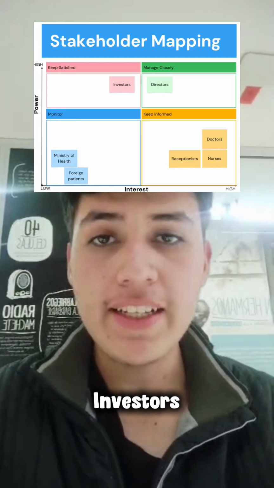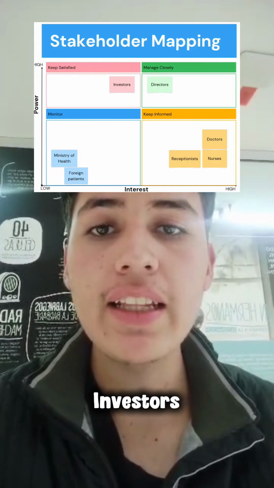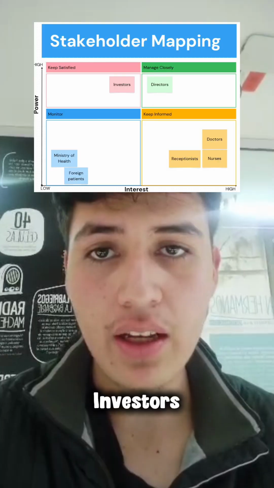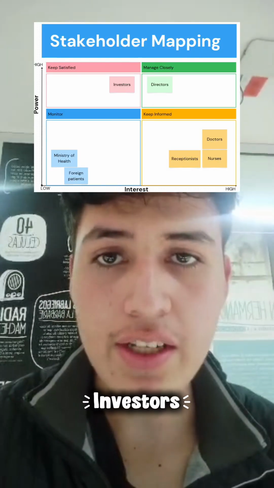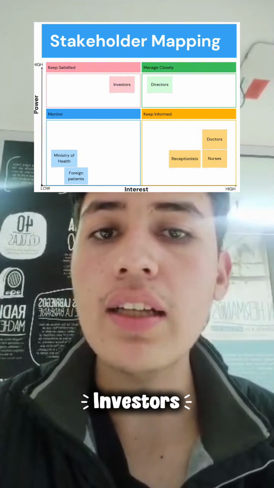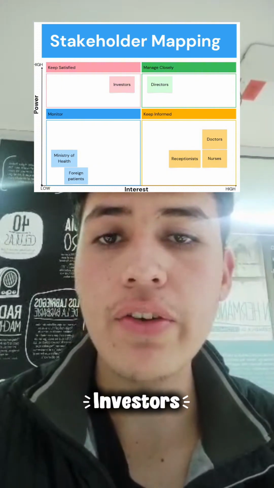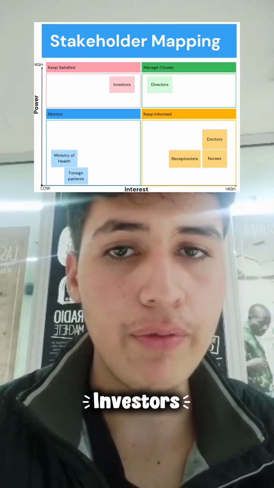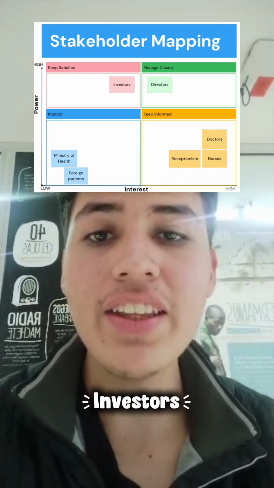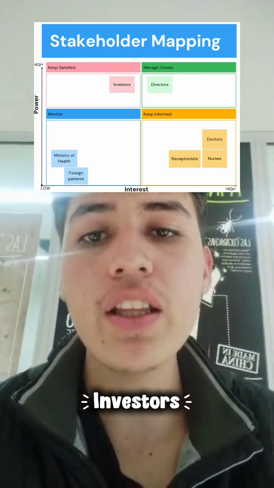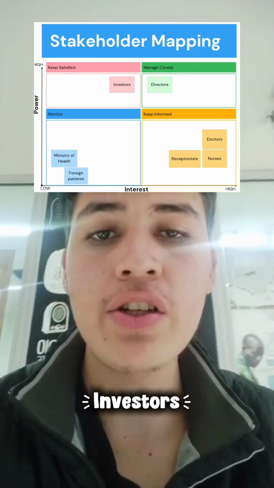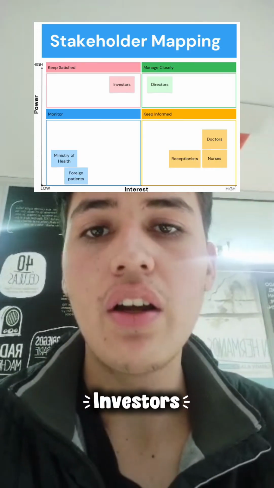Investors, keep satisfied. Investors are placed in the keep satisfied quadrant because they have high power but low operational interest. Their power is financial, as they provide the resources necessary for implementing communication improvements. However, their interest is limited because they are not involved in daily hospital operations or patient interaction.